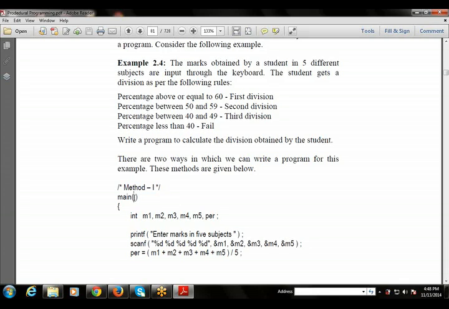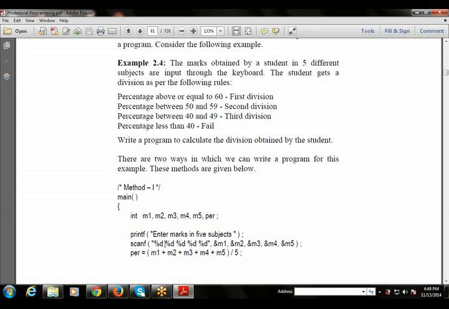Then it uses the main function. This is the main function that is used. Then it uses 5 marks, that is marks 1, marks 2, marks 3, marks 4, marks 5. That is, 5 subject marks will be given. And there is a PER, that is a percentage. Then printf, that is print the output: enter the marks in the 5 subjects.